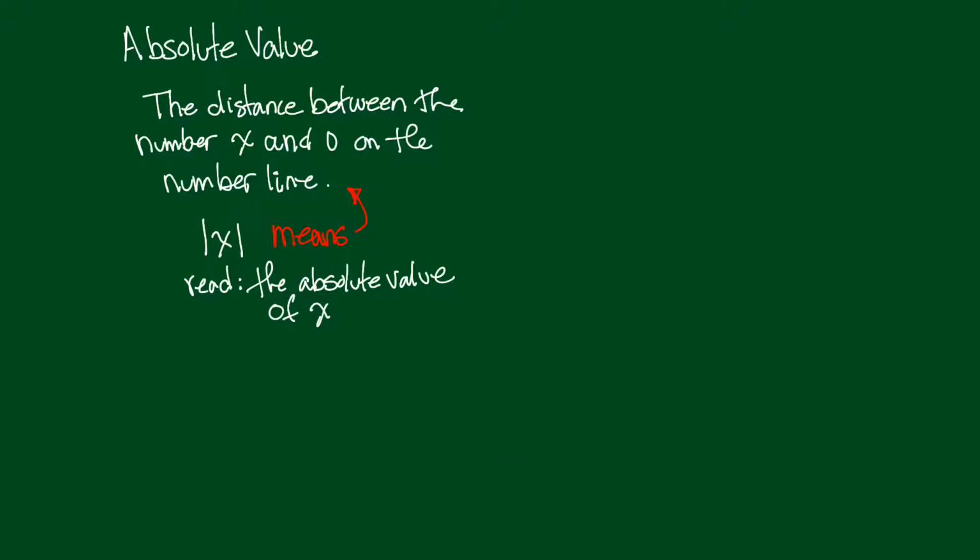Now I can also describe this sentence with a picture. I can do it visually. Here's a number line, I'll label it x, I'll put 0 on the number line, and now x is some number, maybe it's here, and I can represent this sentence just by this drawing. That represents the distance between that number x and 0 on the number line.